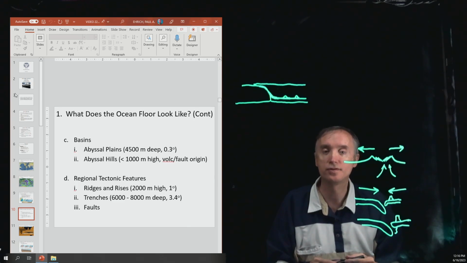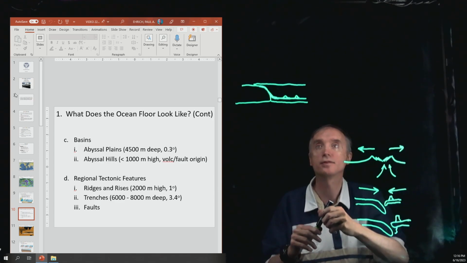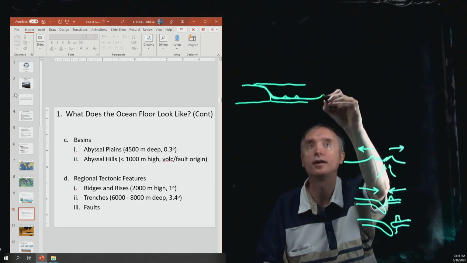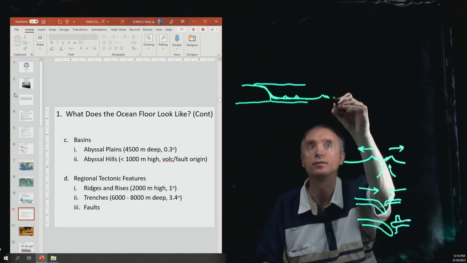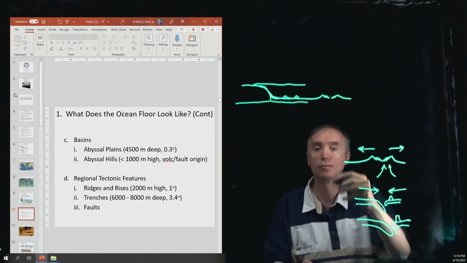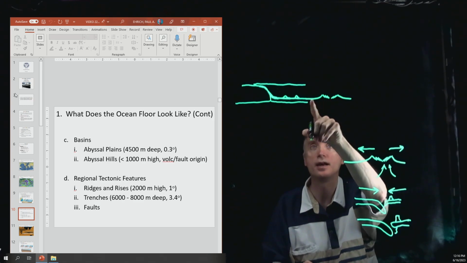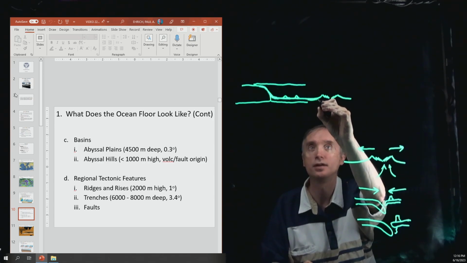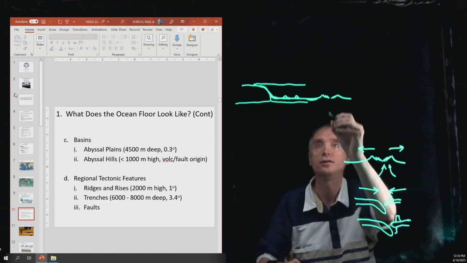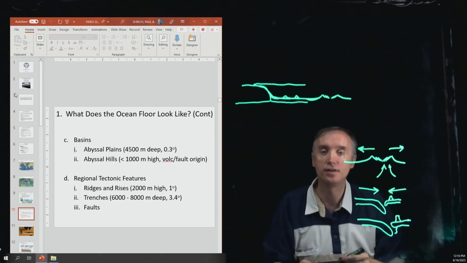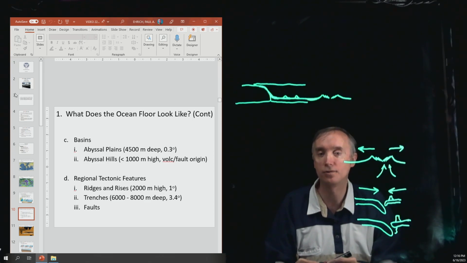Then you've got your ridges and your rises. We already talked about this. If we continue this over here, we're going to have places where the ground is fractured as it's being pulled apart. So that's a mid-ocean ridge. This is the ridge, and as you're approaching the ridge, this would be the rise. So over here is the rise, in the same way that you have a rise over here, as it approaches the mid-ocean ridges. And the ridges are about 2,000 meters high.